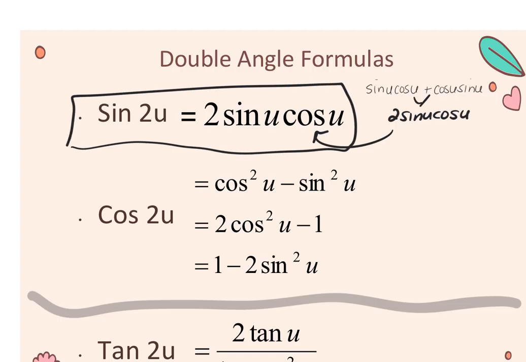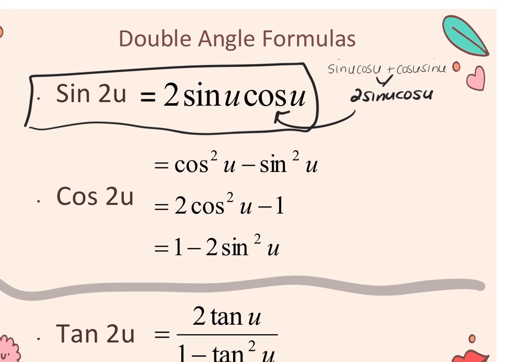For cosine, there are 3, and you can use any of them. We'll talk in a little bit about a strategy, like why you would choose one over the other. The first one is cosine squared minus sine squared. The second one is 2 cosine squared minus 1, and the third one is 1 minus 2 sine squared.